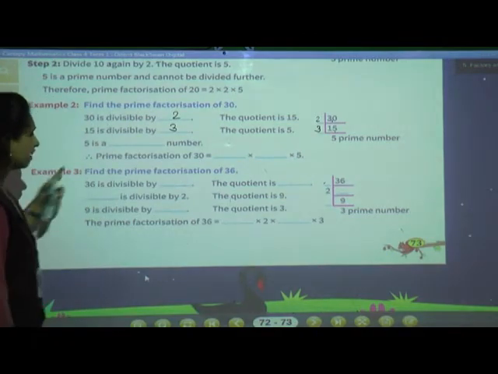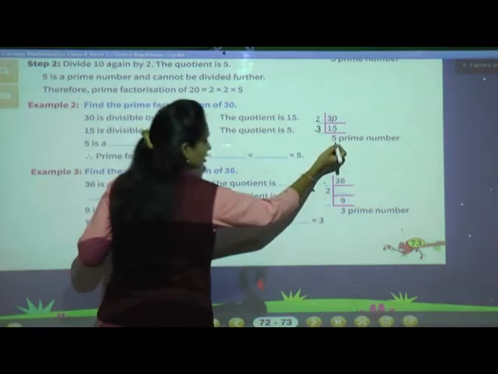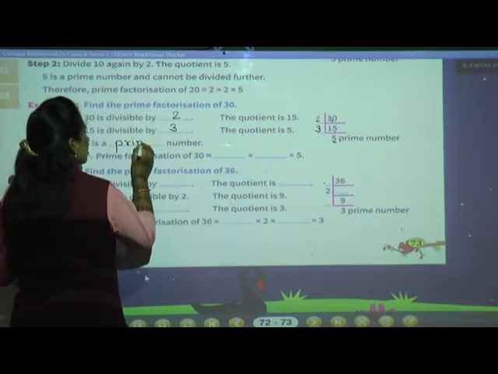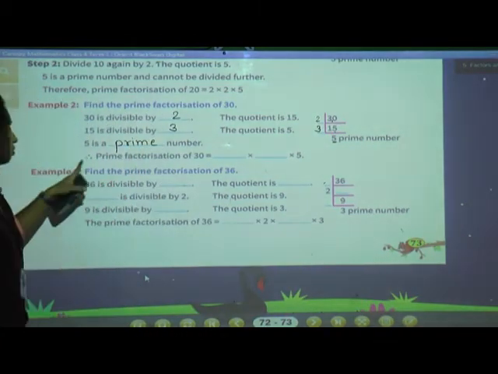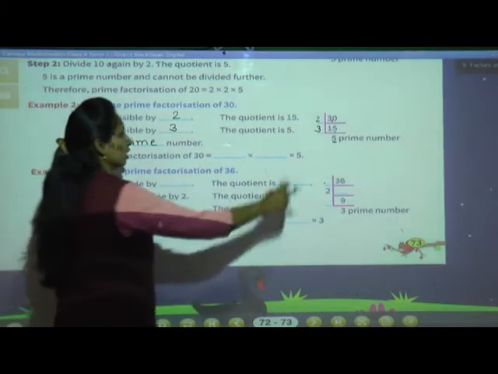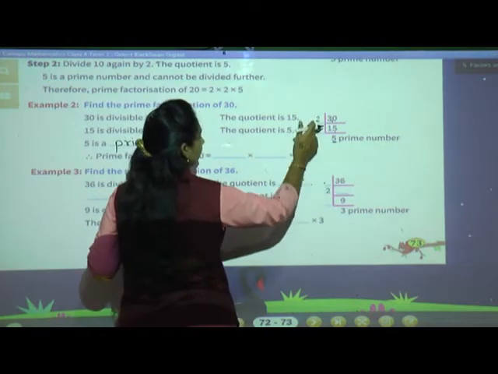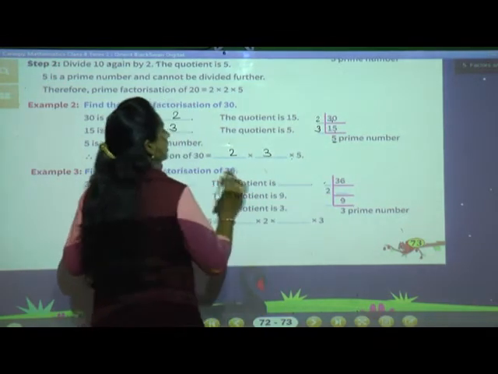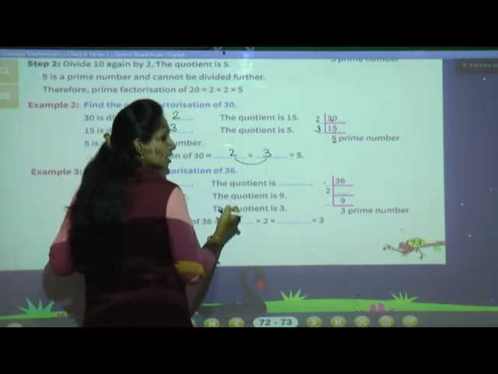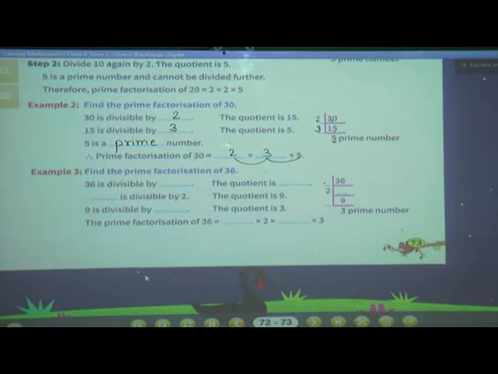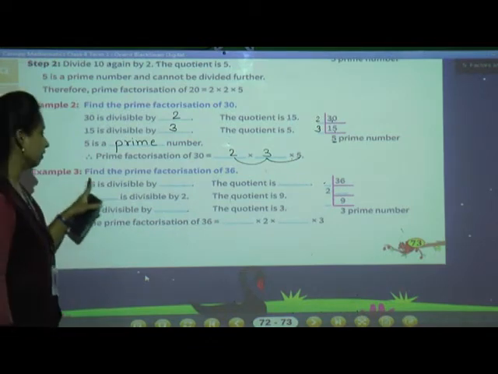Now 5 is what? Yes students, 5 is a prime number, so write prime number here. So the prime factorization of 30 is 2 multiplied by 3 multiplied by 5. Now cross check: 2 3s are 6, 6 5s are 30. Understood? Yes. Now help me to solve the given example.